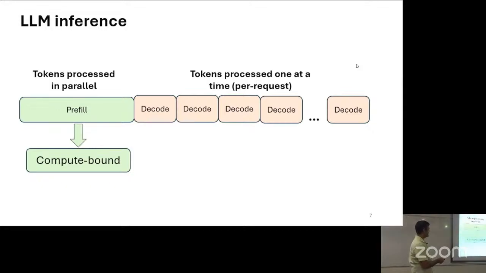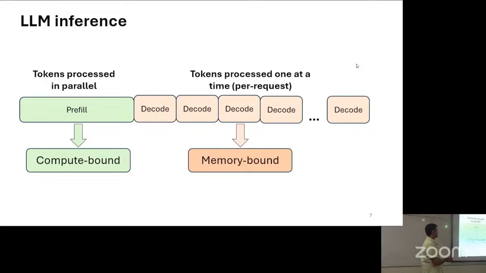Decodes are memory bound, right? And because there are not many tokens getting processed in the decode phase, but for each token, you still have to read all the weights of the model. Let's say if the model is 1 trillion parameters, right? So this is 2 terabytes of memory. To generate one token, you have to read all those 2 terabytes of memory. Right? So this makes decoding memory bound, which is not very efficient because you are bottlenecked on reading data from memory.